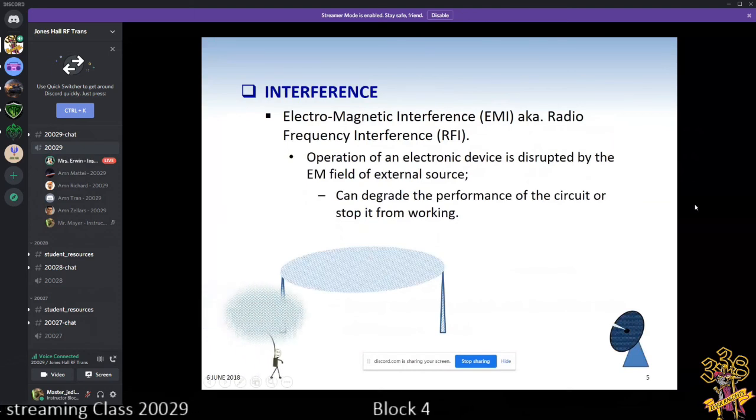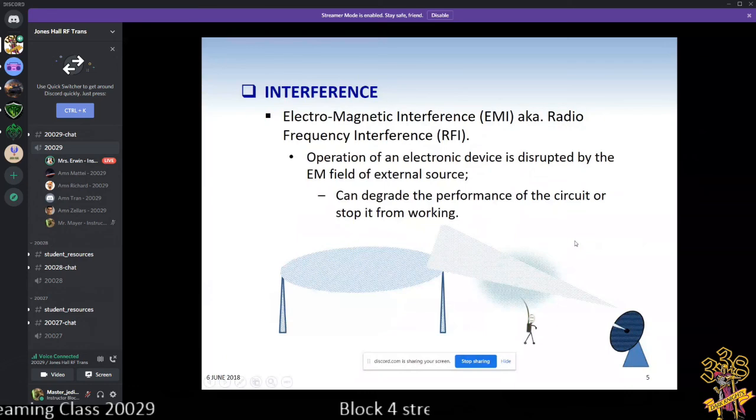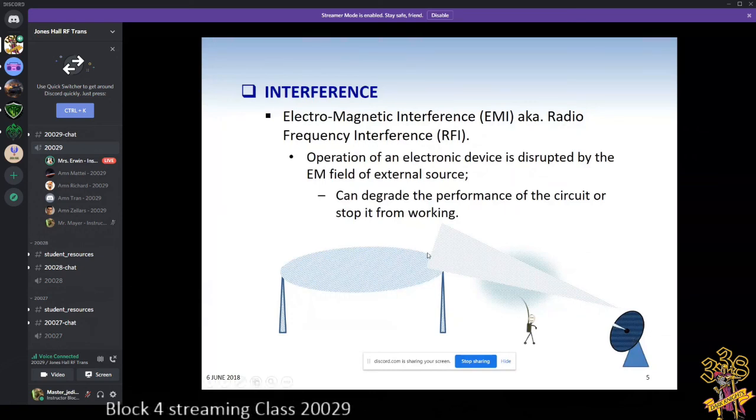A little man walks through, he's going to have some interference because this high-powered signal from the dish is probably going to interfere with what he's trying to receive in his little antenna. Okay? So that could be some unintentional interference. Or maybe this dish is interfering with this horizontal dipole. Okay? So operation of an electronic device disrupted by an EM field of an external source can degrade the performance of your circuit or completely block your communications.